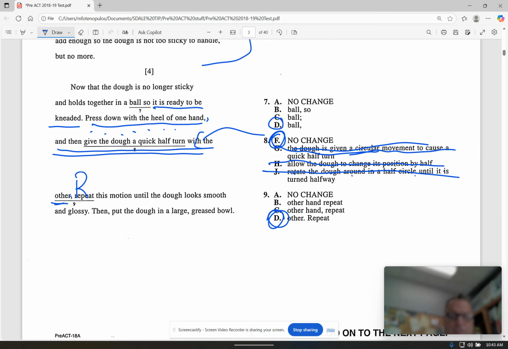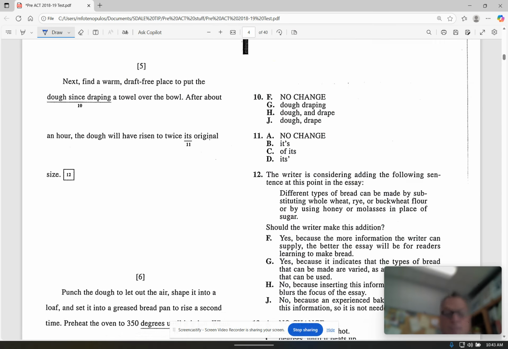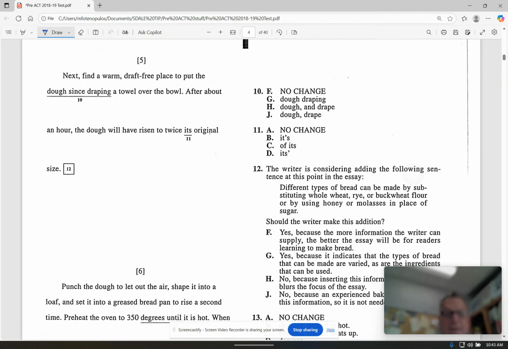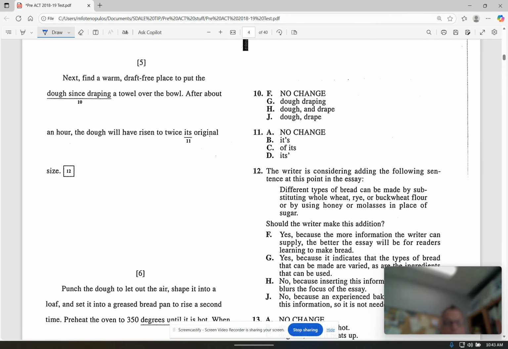And then let's go to the next one. Almost about done with this thing. Next, find a warm, draft-free place to put a dough, or put the dough, since draping a towel over the bowl, period. That makes no sense. I don't know what's going on there. So this word since needs to get out of there, and we need to fix it with something. And again, next, find a warm, comma, draft-free place to put the dough.